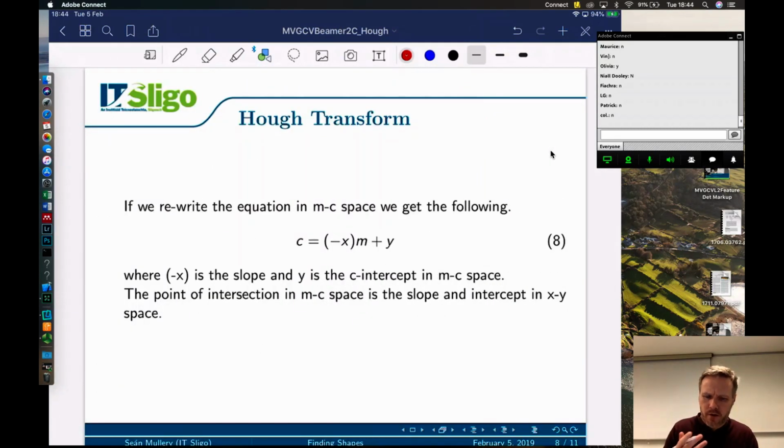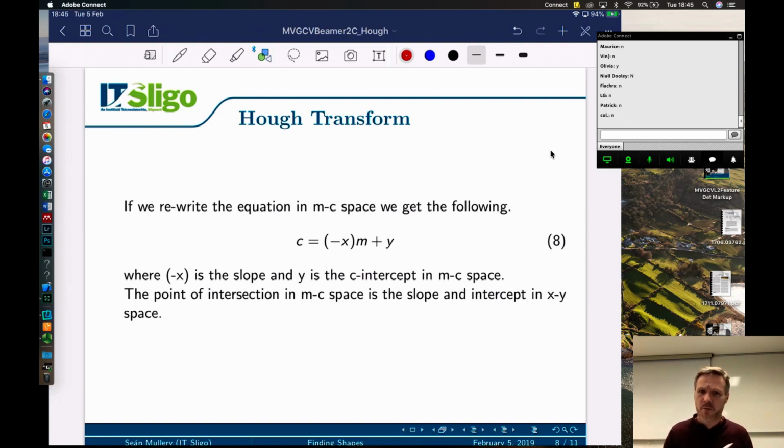But if we rewrite the equation in the MC space, in other words, the slope and intercept space, we get the following. We get c equals minus x times m plus y. So all we've done is manipulate that equation to have c on one side, and m is instead our variable that we're going to input, and x and y are set values. So minus x is the slope now in this new space, and y is the c intercept in the MC space. So we now have c as our vertical axis and m as our horizontal axis, because obviously x and y are the other variables.